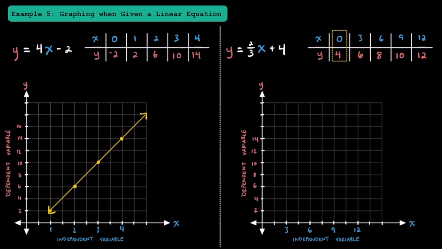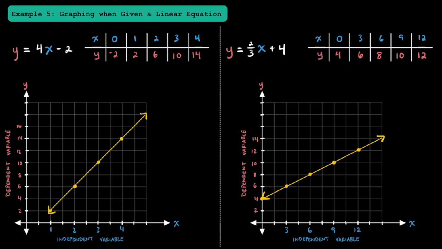Now let's plot some points. 0, 4 is right over here, 3, 6, right over here, 6, 8 is right over here, 9, 10, and 12, 12. Go ahead and connect those to make a straight line, put some arrows on it, and there's your graph for the equation. Let's talk about some key takeaways here.